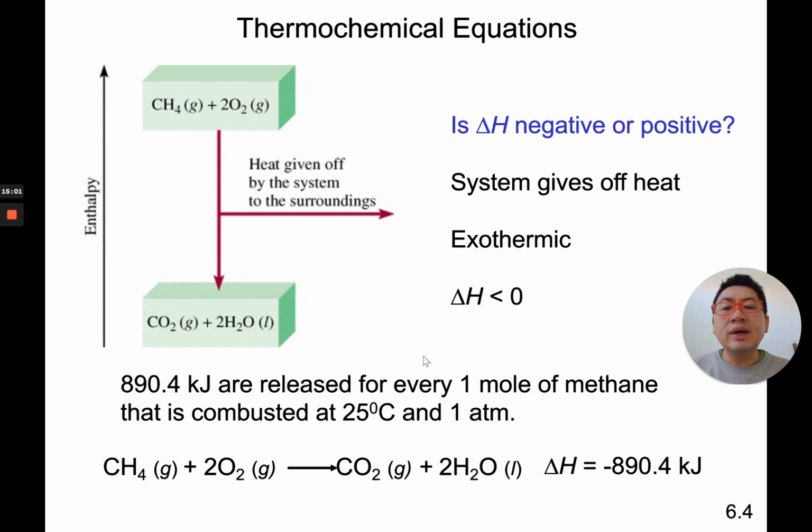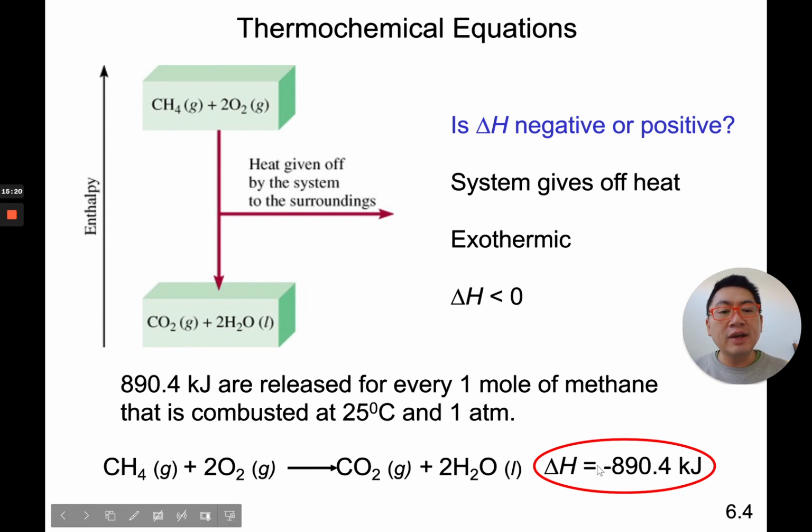How do I write that 890.4 kilojoules of heat are released? All I do is, right next to the equation, put delta H is equal to negative 890.4. The negative sign only signifies exothermic. Positive endothermic, negative exothermic. Exothermic means heat is released, heat is given off, and the surroundings get warmer. Okay, so I think we'll just stop here for now.